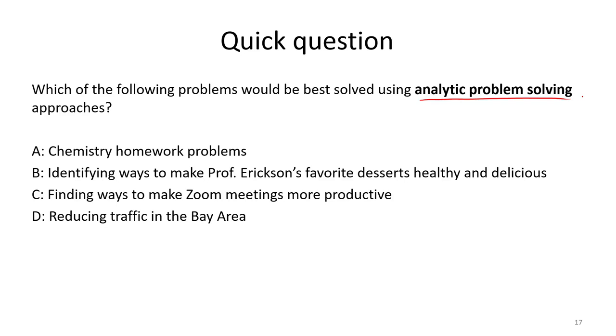So, remember, in an analytic problem, they're very well defined problems, and there's generally only one solution. So, notice choice B, C, and D. Those are all important problems, but there's many possible solutions for B, C, and D. For your chemistry homework, that's usually pretty clear cut. So chemistry homework problems would be best solved using analytic problem solving.